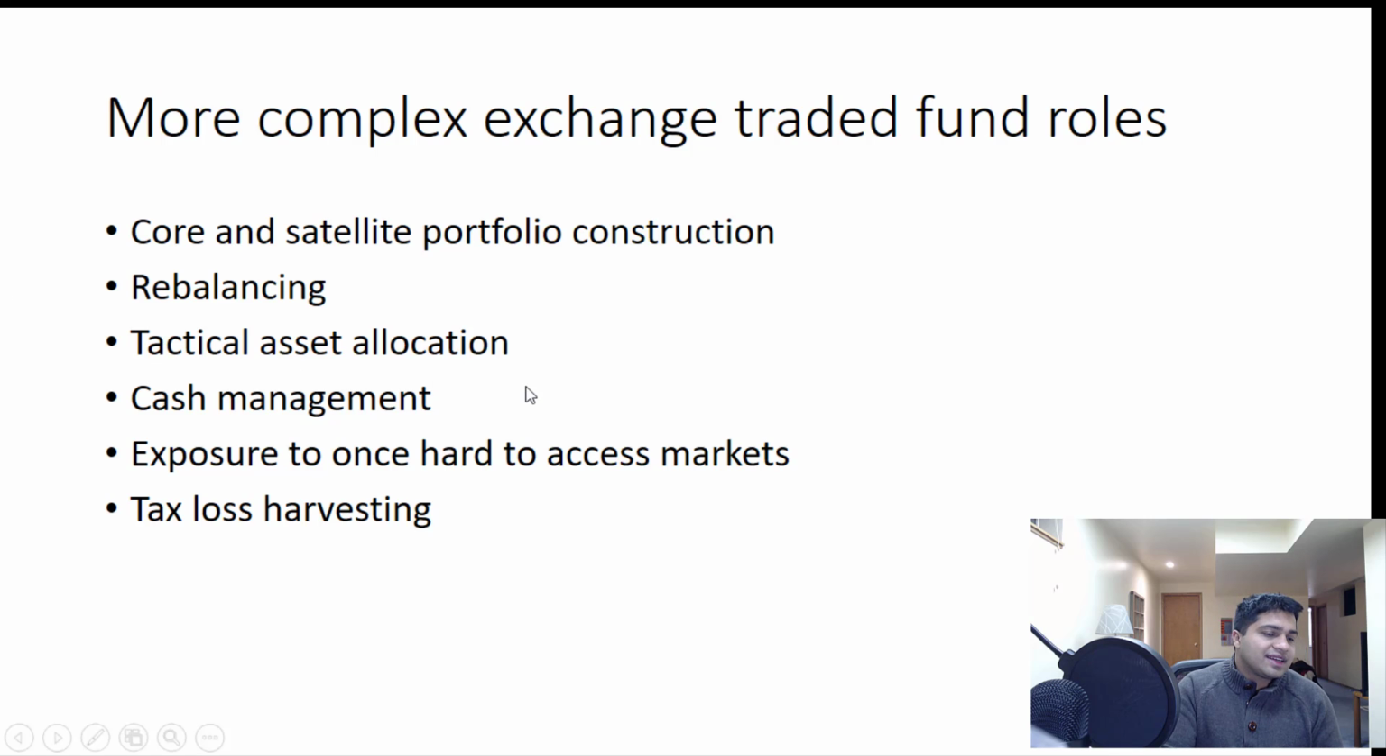You can do tactical asset allocation. Moving between funds is much easier. Cash management is much easier in ETFs because they have less cash drag. Exposure to hard-to-access markets is there, because you can buy emerging markets ETFs and international ETFs. Also, ETFs can be used for tax loss harvesting, that is selling at a loss at the end of the year to get certain tax breaks. That can be done with ETFs.